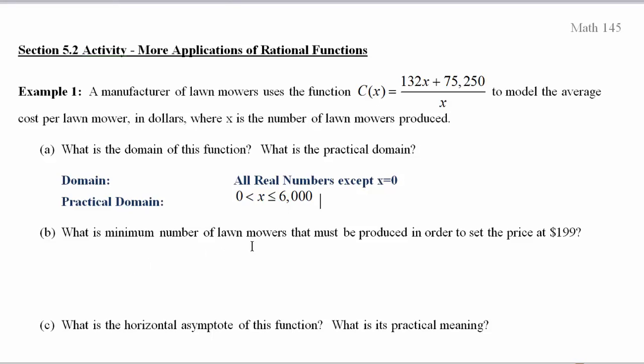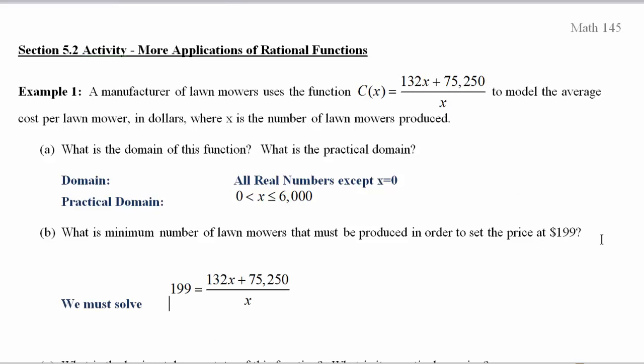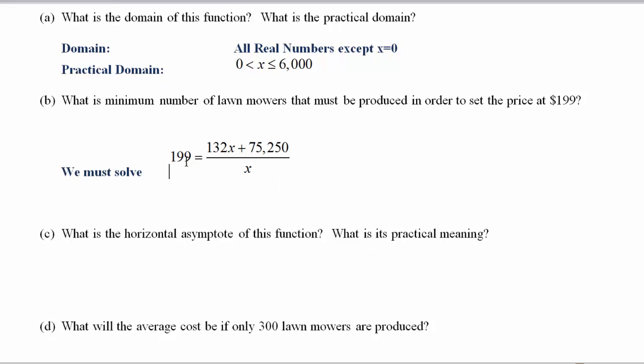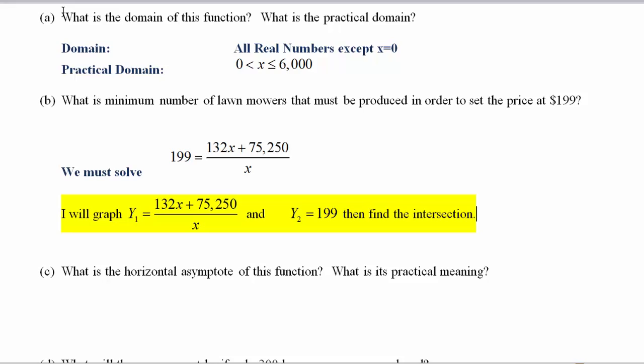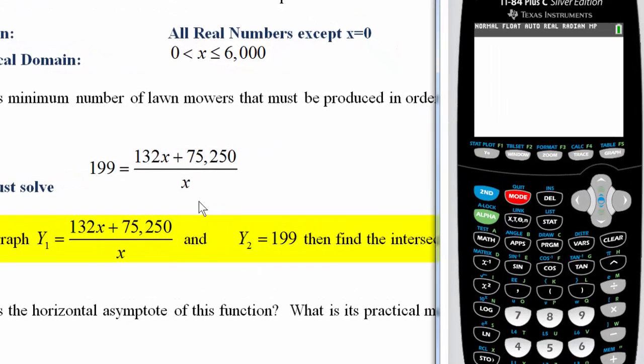Part B, what is the minimum number of lawnmowers that must be produced in order to set the price at $199? So how many of these do we have to sell to bring our average cost down to $199? Here's the equation we must solve. I put in 199 for C of X, and I have to solve for X. I think I'm going to solve this by graphing. Y1 will be the right side of my equation, and Y2 will be the left side, and the intersection should be my answer. So I press Y equals, and just make sure you separate the numerator and the denominator with parentheses, and then we won't run into problems.